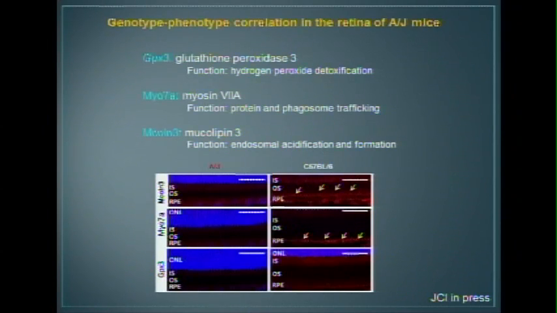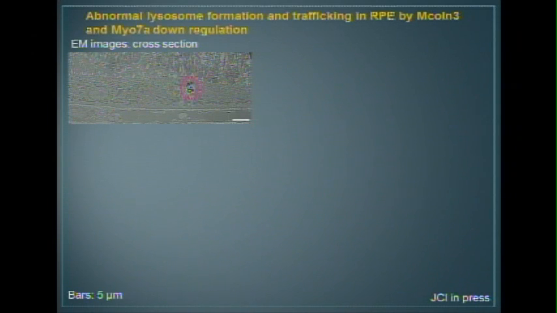Immunohistochemistry using specific antibodies for these proteins is positive, with marginal expression in RPE cells. However, this signal is severely attenuated in the A/J mouse. Given this data, we tried to get more detailed information in RPE cells. This is a high definition EM picture in a cross section of RPE cells. So we noticed an inclusion body in the upper layer of RPE cells.